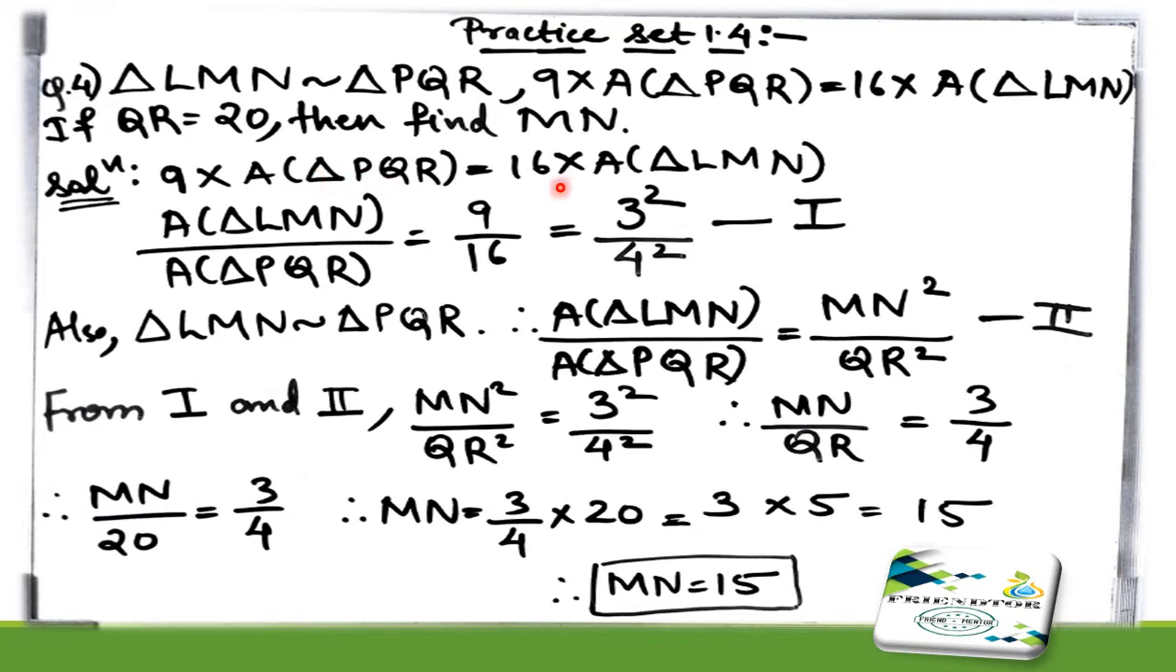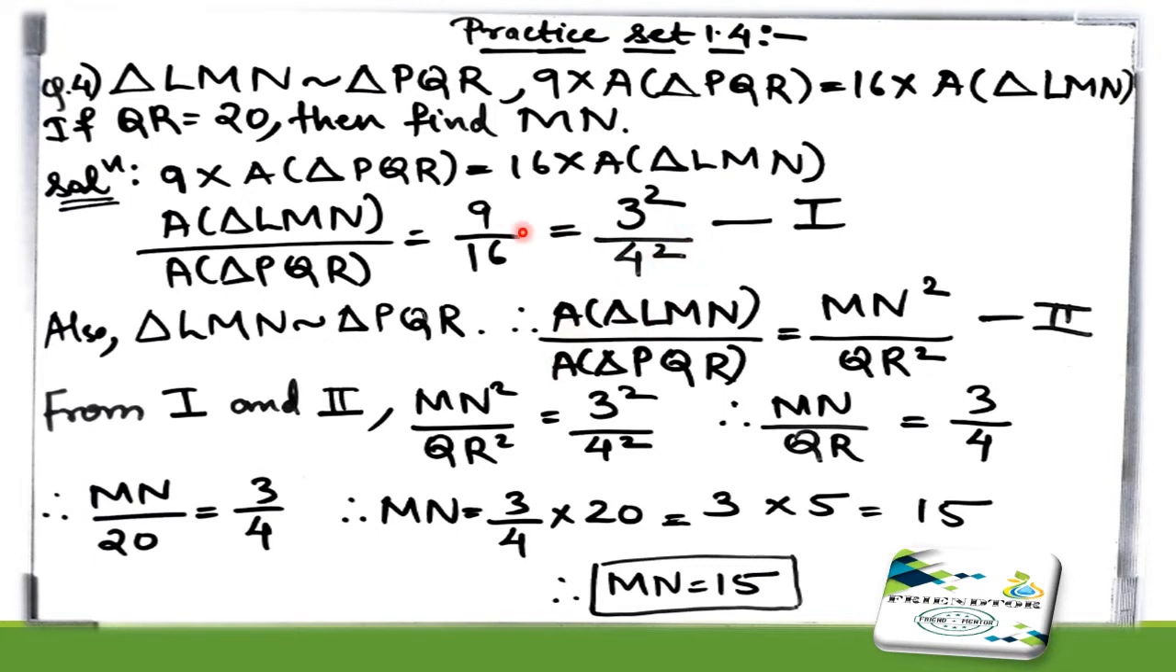Okay, now if I take area of triangle PQR to this side and 16 to the other side, then area of triangle LMN upon area of triangle PQR is equal to 9 upon 16. So 16 went here, and this is taken to the other side, so both of them go to the denominator. So area of triangle LMN upon area of triangle PQR is the same as 9 upon 16. Now 9 I write as 3 square and 16 I write as 4 square, and just mark this as 1. Okay, now why did I write 3 square and 4 square? Because we will need it later.